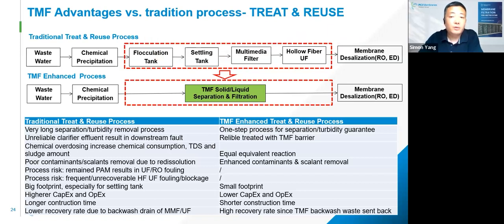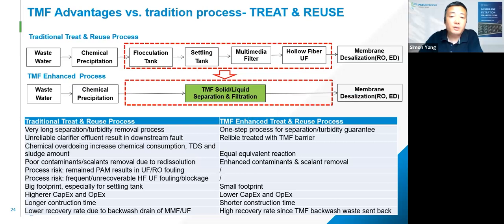On the other hand, when TMF is applied here, the reuse process can be greatly shortened because there is no need for a flocculation tank, no need for a settling tank, no need for hollow fiber UF, because TMF filtrate is good enough for subsequent RO for desalination. So no need for hollow fiber UF, hence no need for a multimedia filter to protect UF. So in one word, TMF replaces multiple stage separation filtration units and poses no polymer risk to subsequent RO.